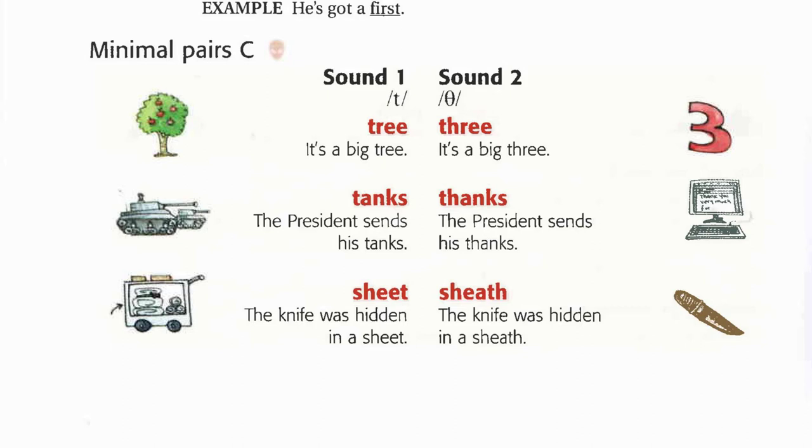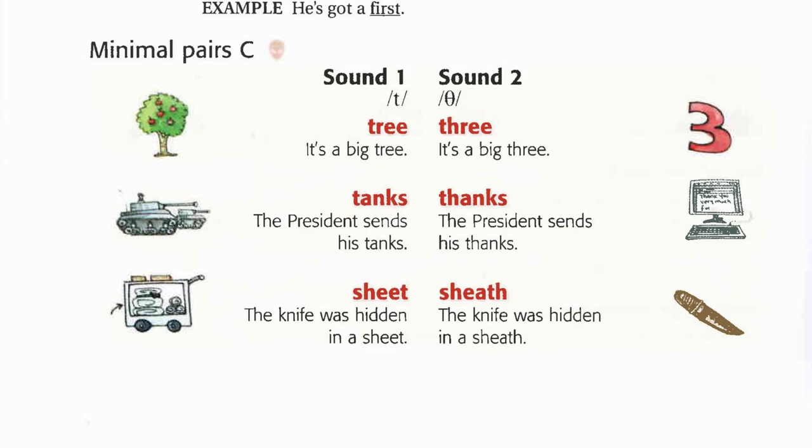Minimal pairs C. 2A. Tree. Three. Tanks. Thanks. Sheet. Sheath. 2B. Tree. Three. Tree. Tree. Three. Tanks. Thanks. Thanks. Tanks. Thanks. Sheet. Sheet. Sheath. Sheath. Sheet.